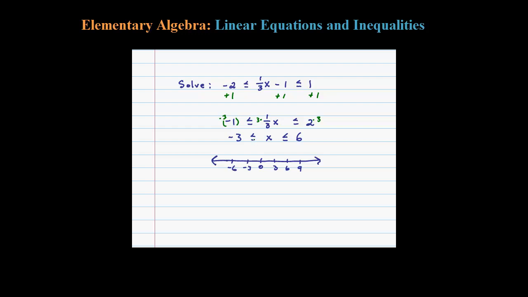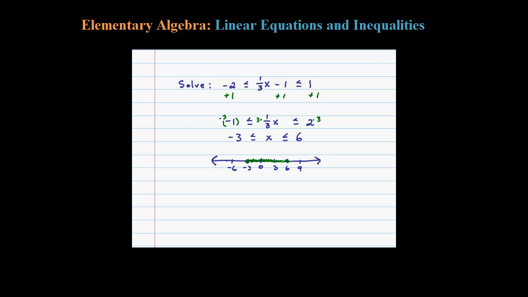Okay, now since I have the less than or equal to, the equal to tells me I'm going to use a closed dot, indicating inclusiveness. Same thing for the 6. Okay, and all the numbers greater than -3 at the same time less than 6 means all the numbers in between. So that's what I'm going to shade. Any number in there will solve the original inequality.